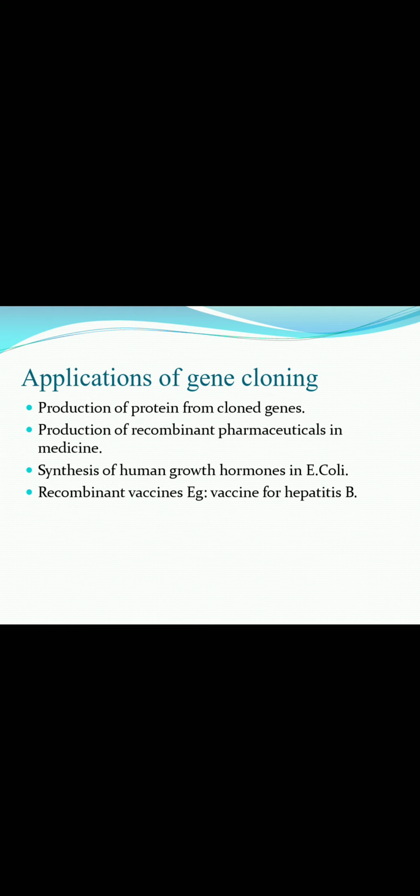Coming to applications of gene cloning, production of protein from cloned genes. Hence, production of recombinant pharmaceuticals in medicine. These recombinant pharmaceuticals have many benefits, are very helpful, and do not have any side effects. Synthesis of human growth hormone in E. coli, and recombinant vaccines. From cloned genes, it can prepare recombinant vaccines like the vaccine for hepatitis B and various other diseases. So gene cloning is very important.